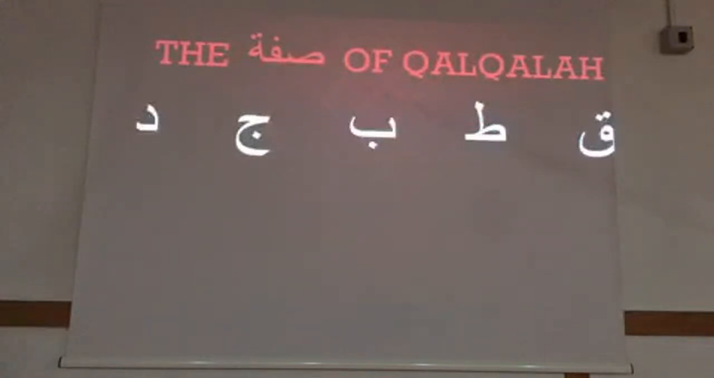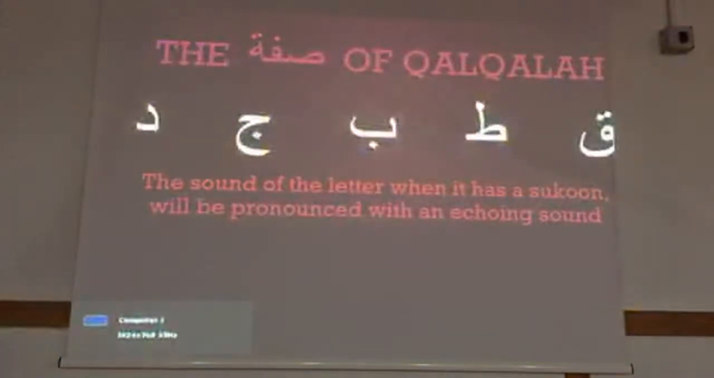So if you notice, qaf and ta are heavy letters, yes? And ba, jim, dal are smiley letters. But here they've come together for this quality of qalqala. Okay? And what does qalqala mean? It means that when the letter has a sukoon, it will be pronounced with an echoing sound.